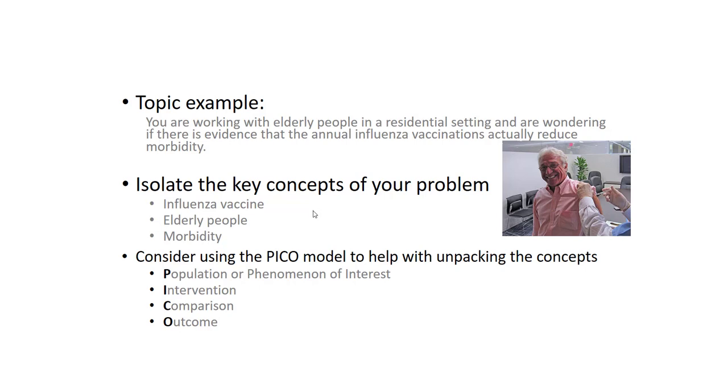This can be helped by using the PICO model, that's P-I-C-O, which helps to unpack the concepts into population or phenomenon of interest, intervention, in this case the flu vaccination, comparison and outcome, the outcome being reduced morbidity. Other models are available for qualitative research questions.